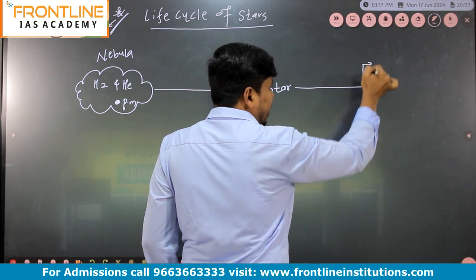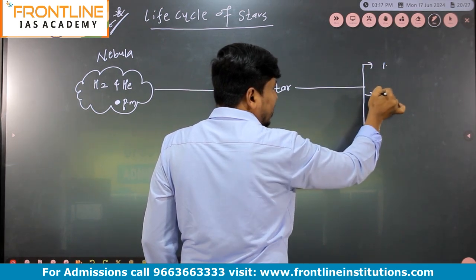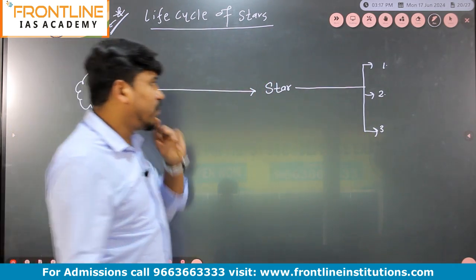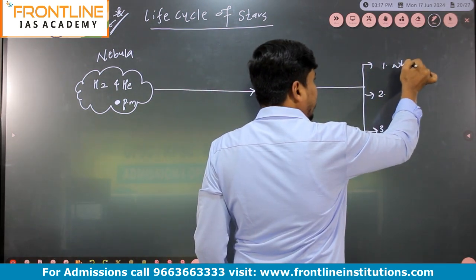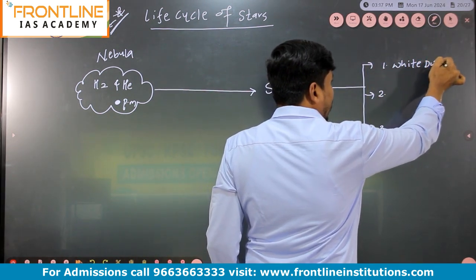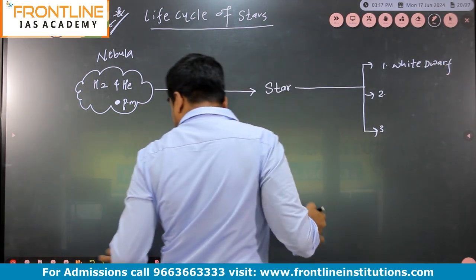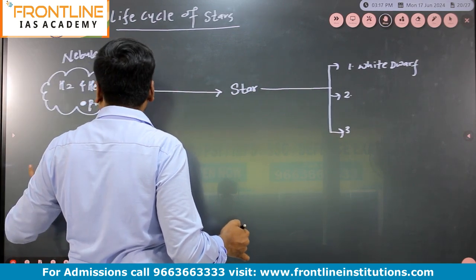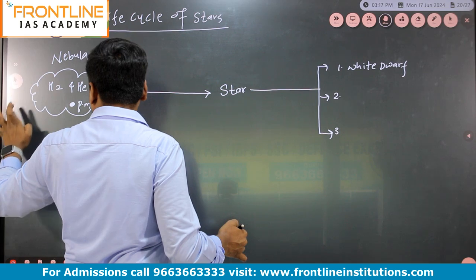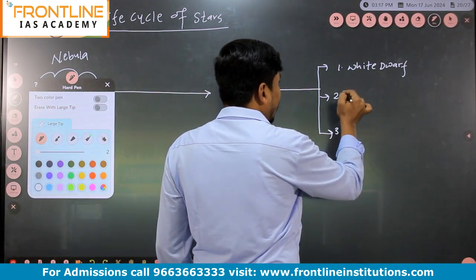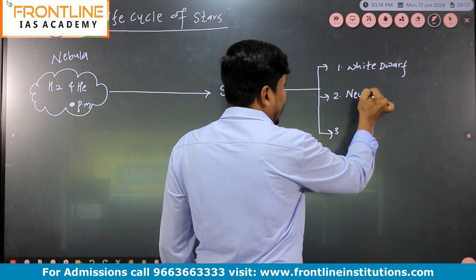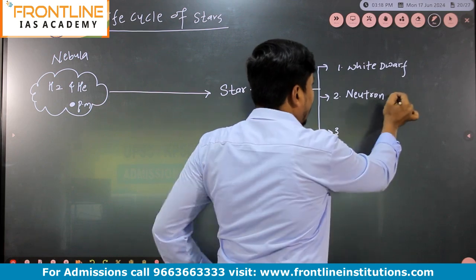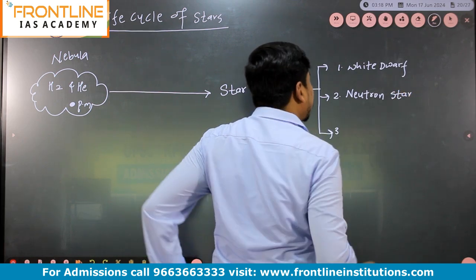A star will end its life in any one of the following three forms. The first form is white dwarf. The second form is neutron star. And the third one is black hole.